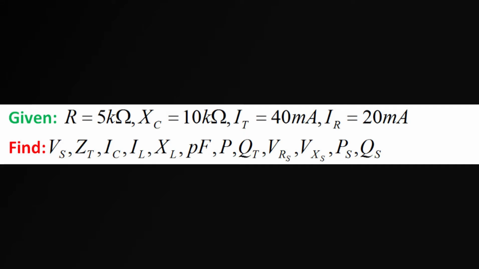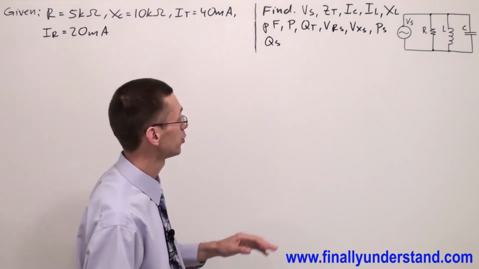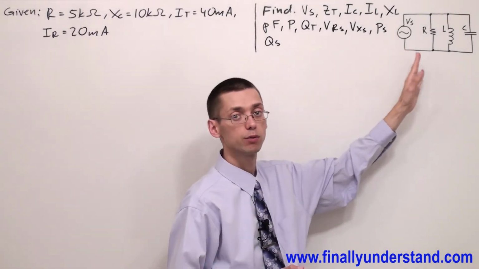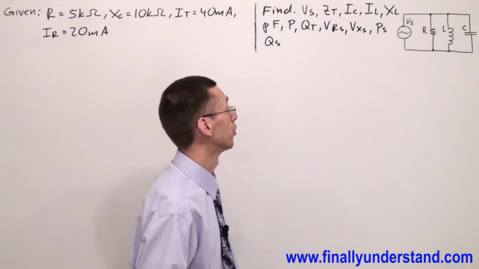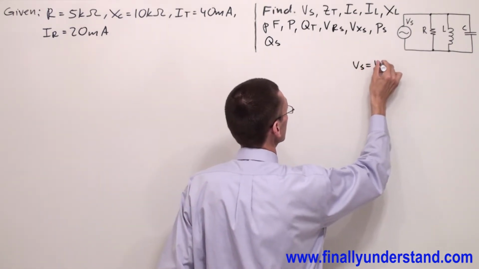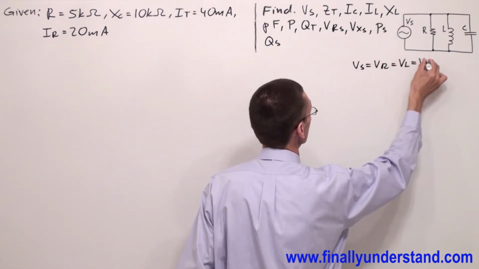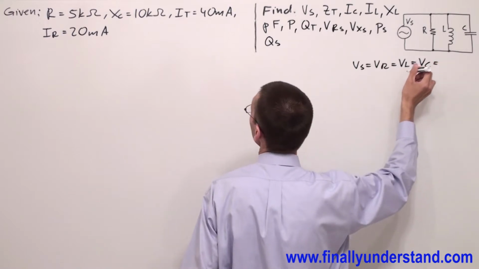Let's take a look at this example. First, we have to find the voltage source. What we're supposed to do? We're supposed to realize that we are dealing with a parallel circuit. So, the voltage source is equal to the voltage across the resistor. This is equal to the voltage across the inductor, and this is also equal to the voltage across the capacitor.